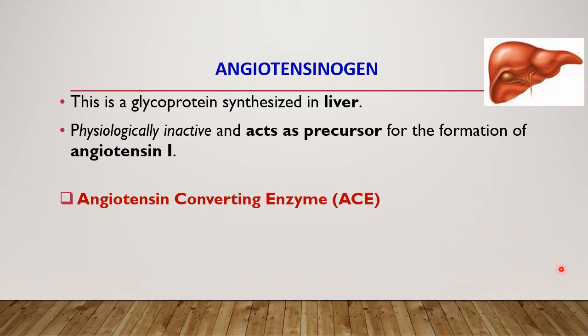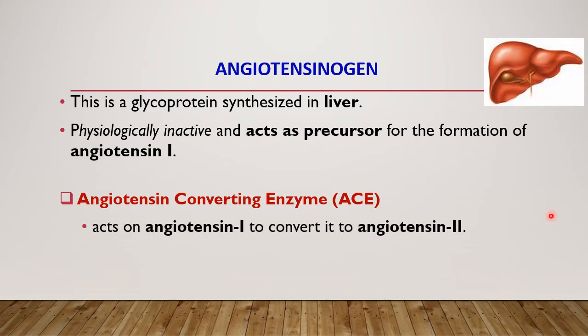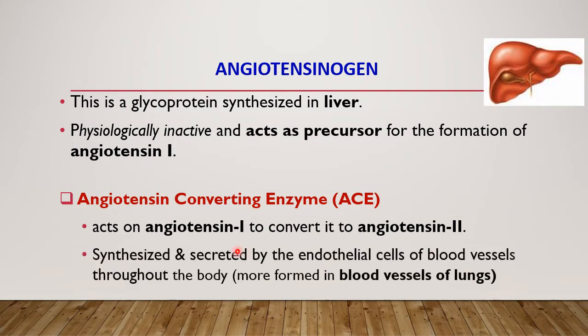And there is another important enzyme that is a part of this renin angiotensin system, that is angiotensin converting enzyme, or ACE. It acts on angiotensin 1 to convert it into angiotensin 2. This enzyme is synthesized and secreted by the endothelial cells of the blood vessels throughout the body, but mainly, or in a higher concentration, it is formed in the blood vessels of the lungs. So the lungs are the primary part where the maximum angiotensin converting enzyme will be synthesized and secreted.